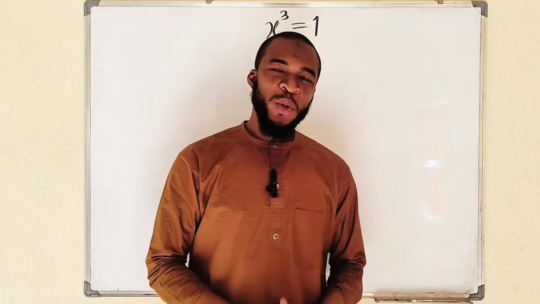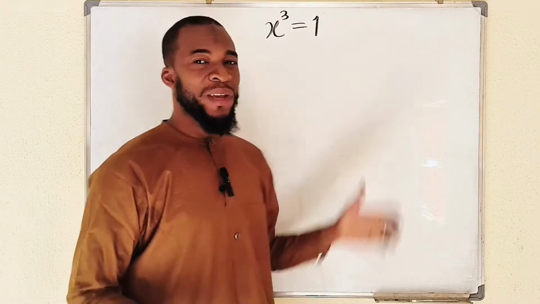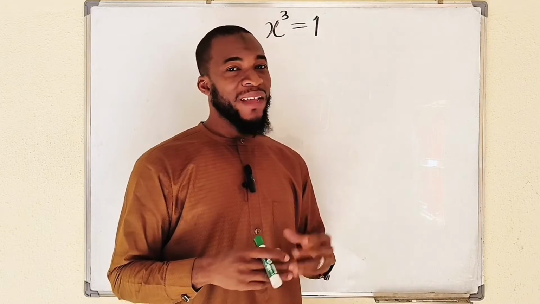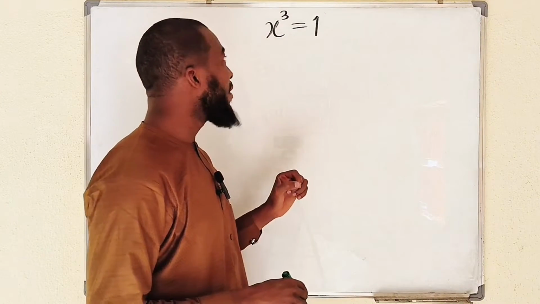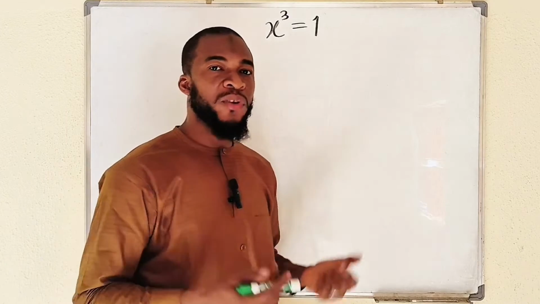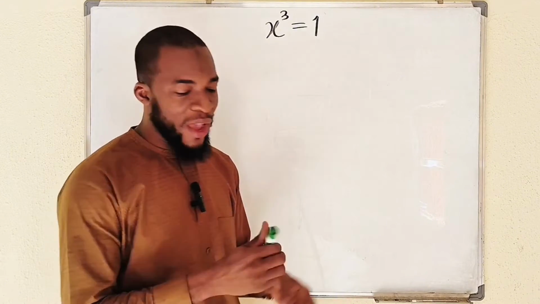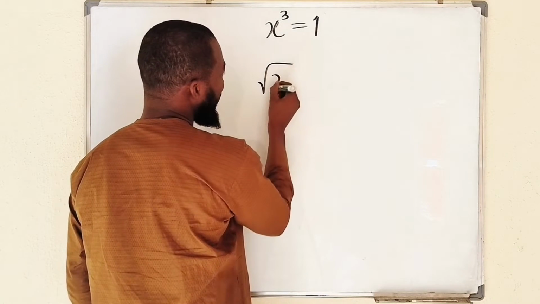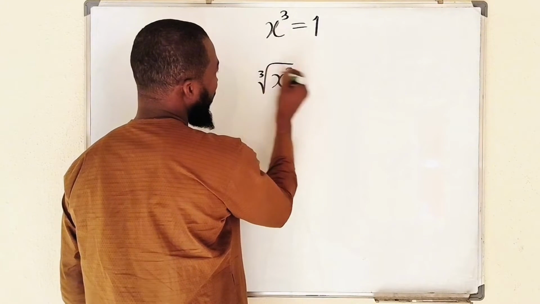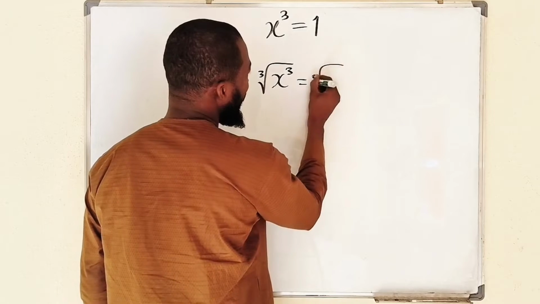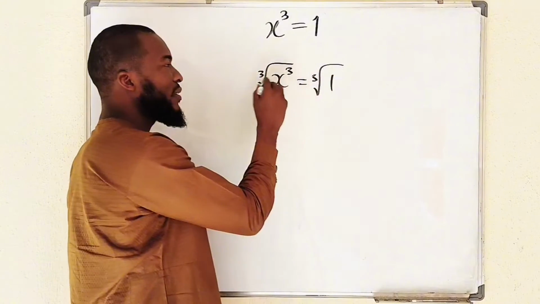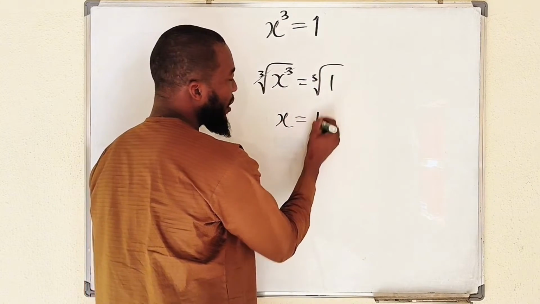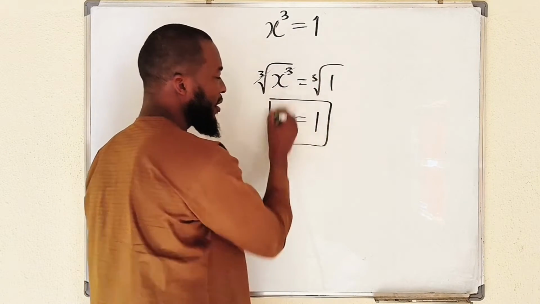Hello everyone. We have a very simple but mighty equation. Why do I call it mighty equation? Because I know a lot of students will go the extra mile to take the cube root of both sides in order to find the value of x. This is what I mean. The cube root of the left hand side equals the cube root of the right hand side, such that the cube root and the power of 3 will cancel, leaving x, and the cube root of 1 is 1, having one solution.